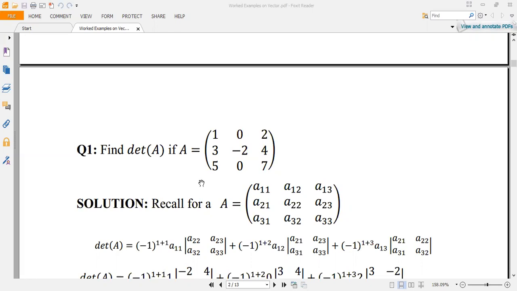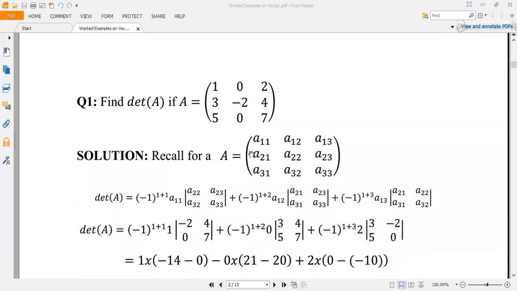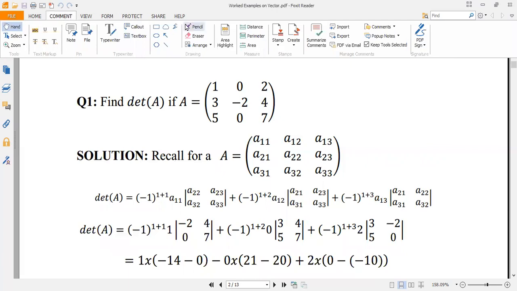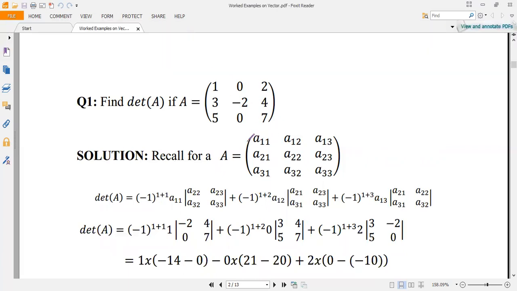Let's recall that we have a 3 by 3 matrix, which is an order 3 matrix. The determinant of this 3 by 3 matrix can be found using the first row. We can use any row or any column to determine the determinant of the matrix. So let's use the first row, this one.